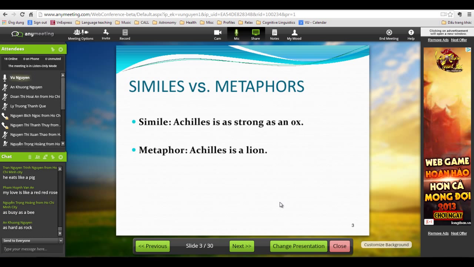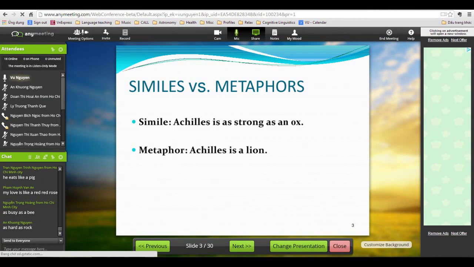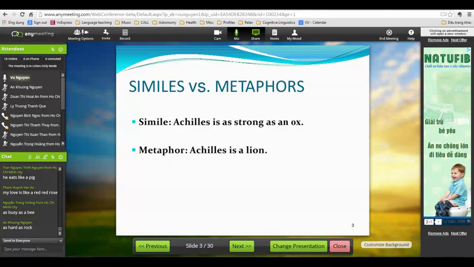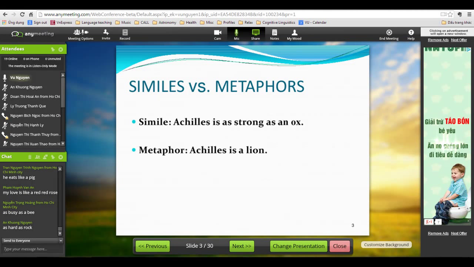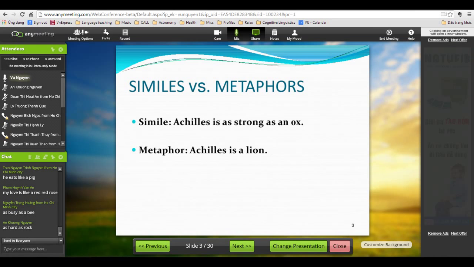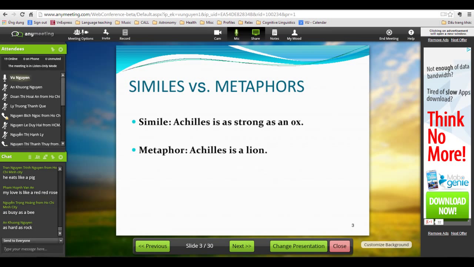Okay. Now, the difference between a simile and a metaphor is that with simile we usually mean something true. So if I say Ashin is as strong as an ox, okay, I really mean that Ashin is very strong and the ox, okay, is very strong. So I compare Ashin with an ox. Now metaphor is a little bit different.